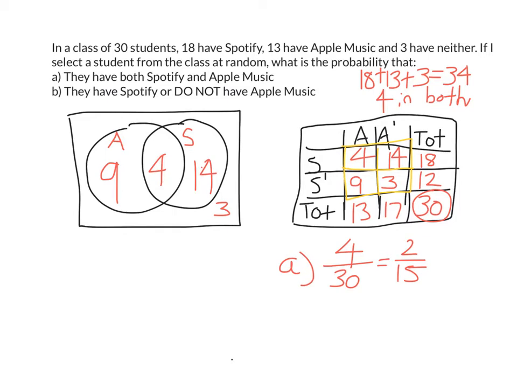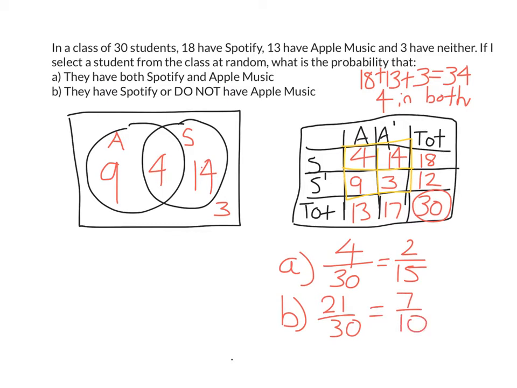They have Spotify or do not have Apple Music. So or means you include both of them. So we're looking at all the people who have Spotify, all the people who don't have Apple Music, or both. So these people here, these 4, these 14 have Spotify, these 3 don't have Apple Music. These people are included because they have Spotify, and these 3 included because they don't have Apple Music. So there are 21 in total out of 30, and we can simplify that to 7 out of 10.